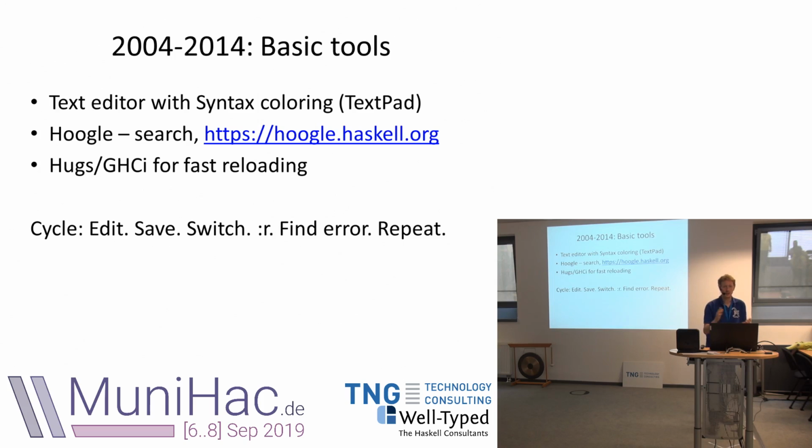So from about 2004 to 2014, I was using very basic tools. So a text editor with syntax highlighting, which everyone has, Hoogle for searching, and Hugs GHCi for fast reloading. But the really interesting thing is, what was my cycle? How was my loop? Whenever I typed some code, what did I do? So it was quite a slow process. So I edited the code, I hit save, I switched to GHCi or Hugs. I was a Hugs user in 2014. I hit :r or key up, then I hit enter.